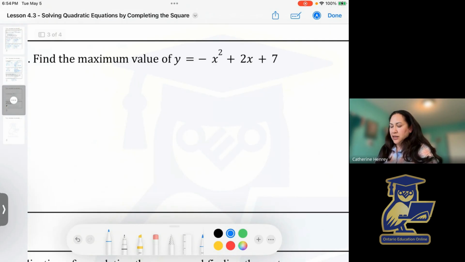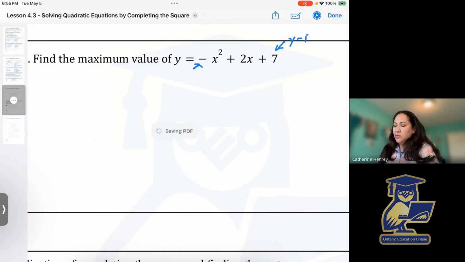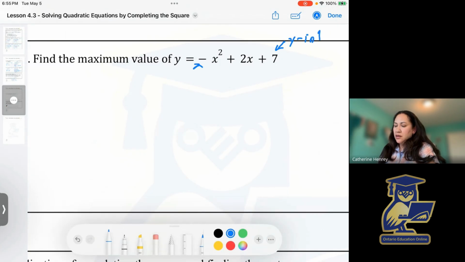Similarly, let's take a look at this one. I really can't tell what the maximum value would be. I do know that it's a parabola that opens down because there is a negative in front of the x squared. And I do know the y-intercept is positive 7. And again, that doesn't really help me determine what the maximum and minimum is. So I'm going to go ahead and complete the square.